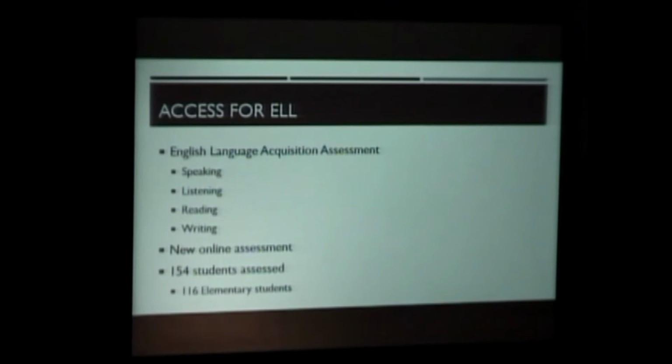Access for ELLs. We have just finished all of the ELL testing. English Language Acquisition Assessment, speaking, listening, reading, and writing are the subsections. It is also now online, as everything else seems to be. This was the first year that we did online assessments, so we did a lot of learning again. Now the platform was the same as our MAP test, so there was some familiarity there. We assessed 154 students across the district. 116 of them were at the elementary.